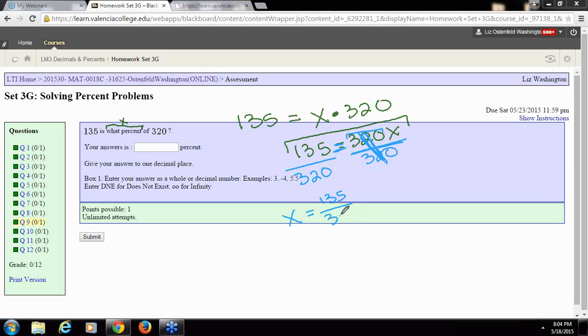I'm going to be left with this fraction. But it's not asking me for a fraction, it's asking me for a percent. So what do you guys think I'm going to do to get my final answer here? Because I don't want to enter a fraction. It's specifically asking me to enter a percent. What do you guys think I would do?